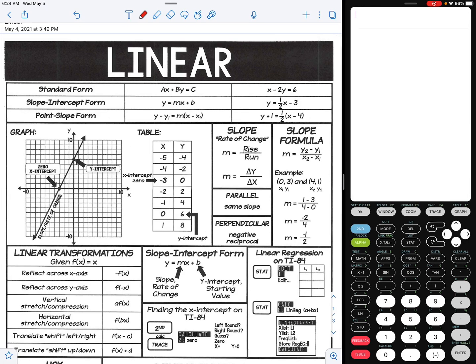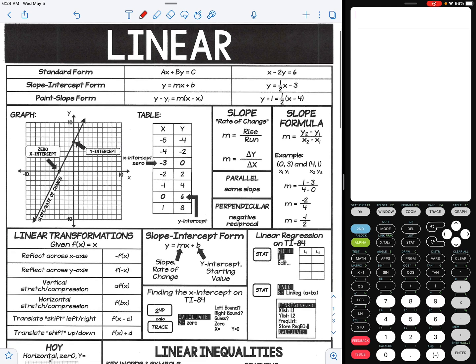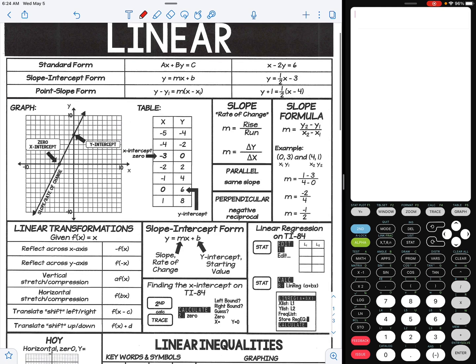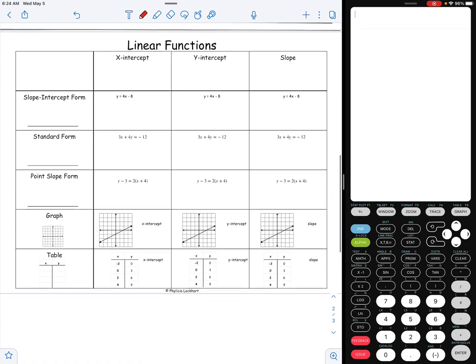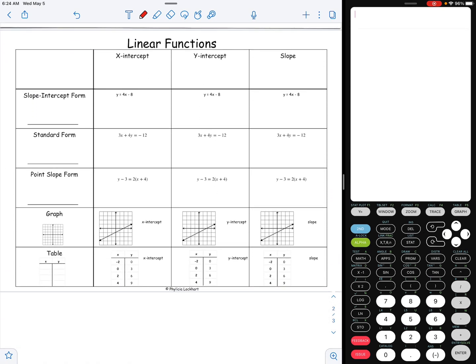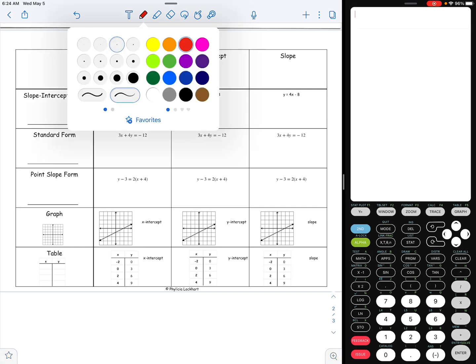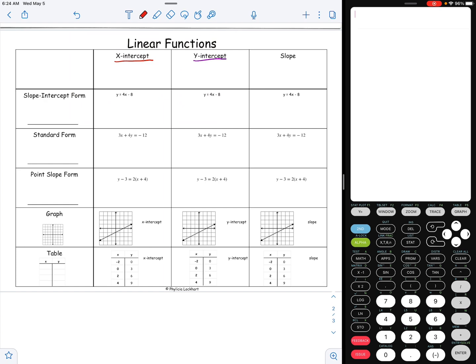All right. So today we're going to talk about linear functions. We started touching on it yesterday, but today we're going to go a little bit more in depth. So remembering that we use this flow to help us out, we have three key features that we talk about when we're dealing with linear functions. We talk about the x-intercept, the y-intercept, and then we talk about the slope.